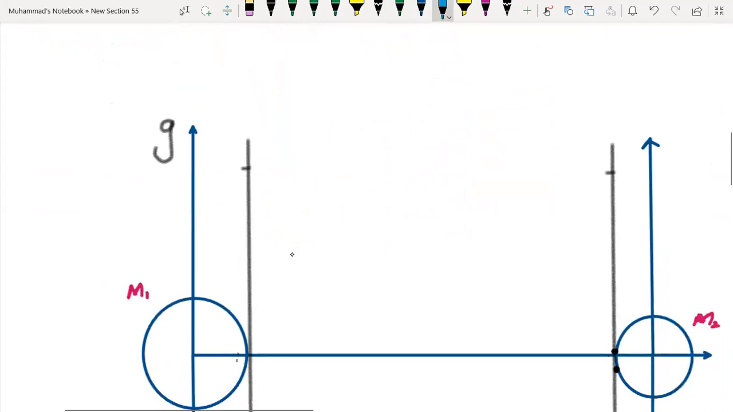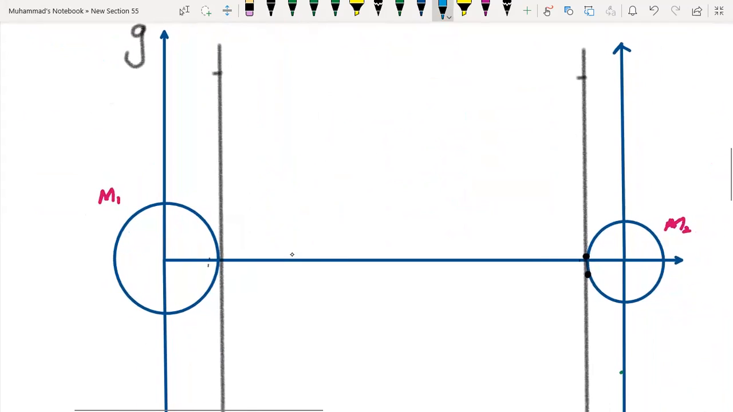Now let's assume we have two masses. This is M1 and the other mass is M2. Now we want to plot the gravitational field strength between these two masses. For example, if I pick a point over here, the gravitational field strength due to this M1 will be towards left.